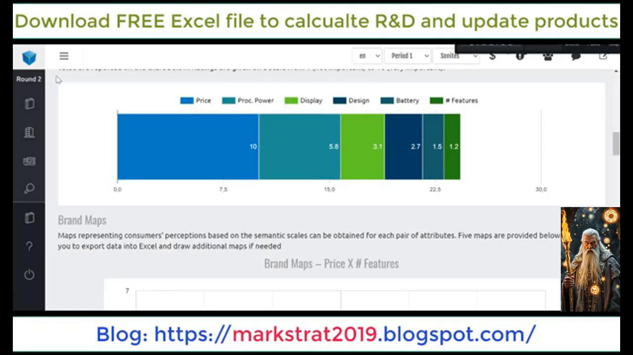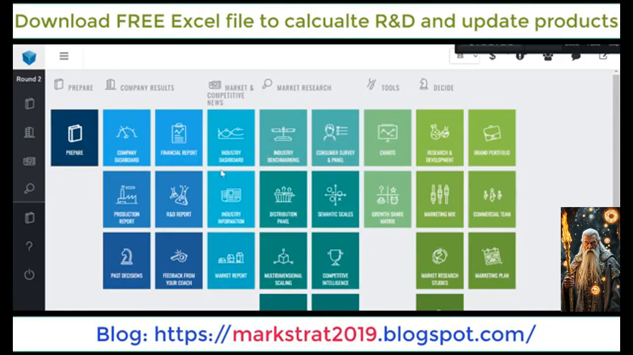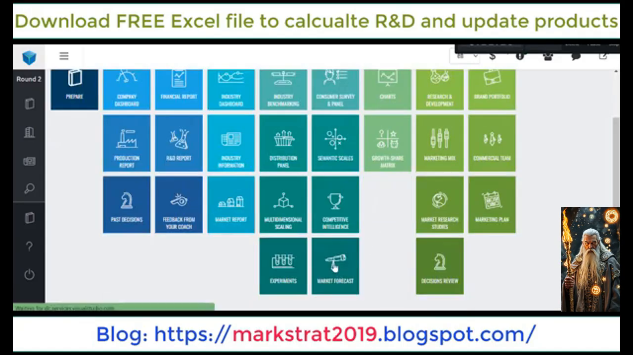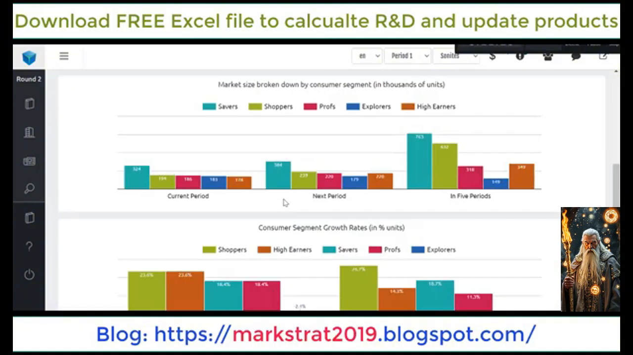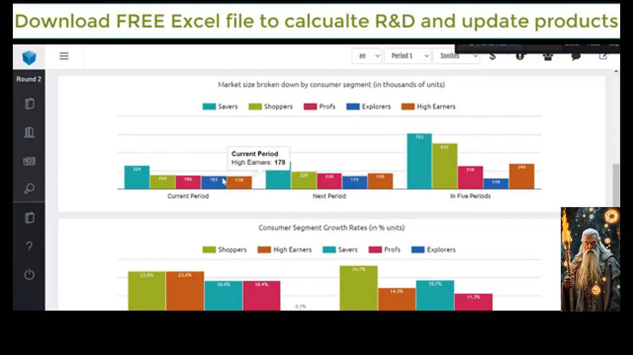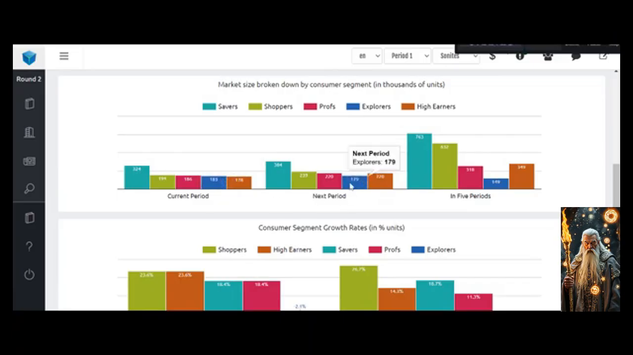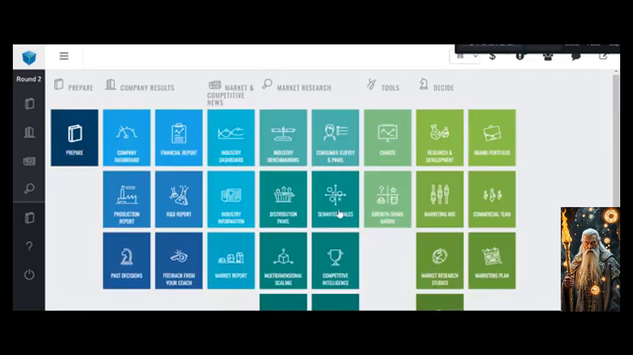Market research investment: never skip market research. For round 2, invest in consumer survey, brand awareness and distribution panel, market forecasts, and semantic scales. This helps you position your new products precisely and track evolving preferences. If budget is tight, you may skip competitive advertising to reallocate toward R&D or commercial teams.